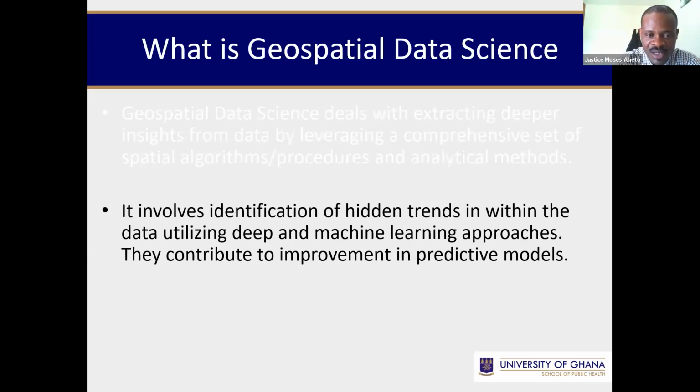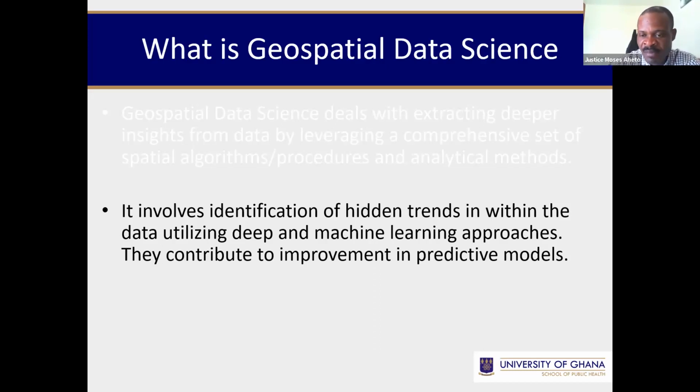If you want the discipline to be well understood, just take it to be a technique that is available for you to extract hidden patterns within data, making deep use of machine learning approaches. And the goal is to improve the predictive ability of your models, especially. That's the whole thing. The whole goal is to improve the predictive ability of your models in a spatial manner.